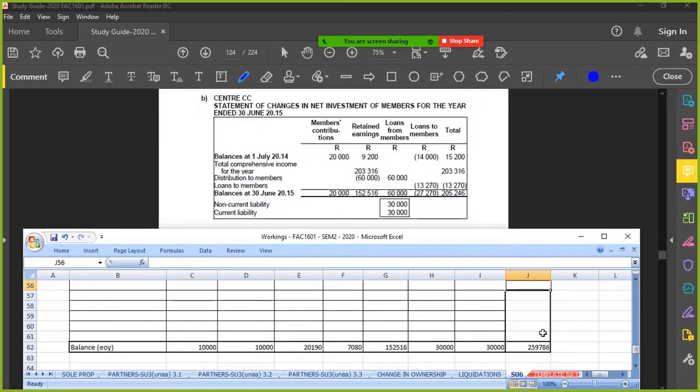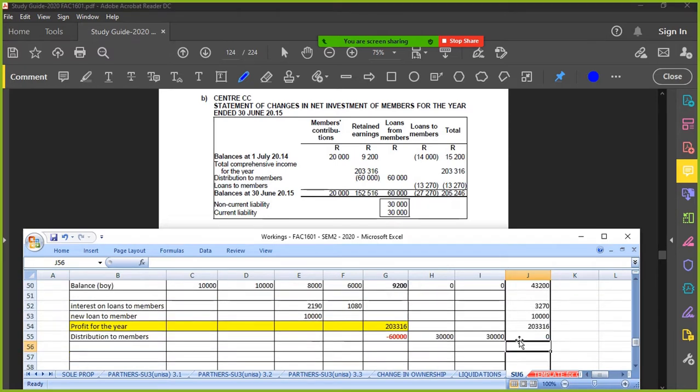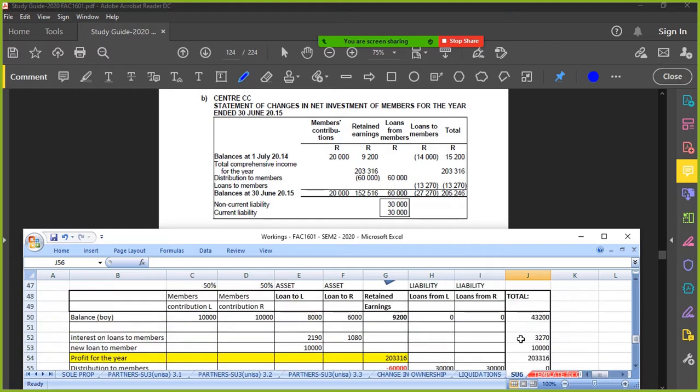Okay, why is my total not balancing? Did I add up wrong? Maybe I've missed the minus somewhere. No, it looks right to me. Okay. A loan to is an asset. Yeah, that's fine. You're just adding everything across.